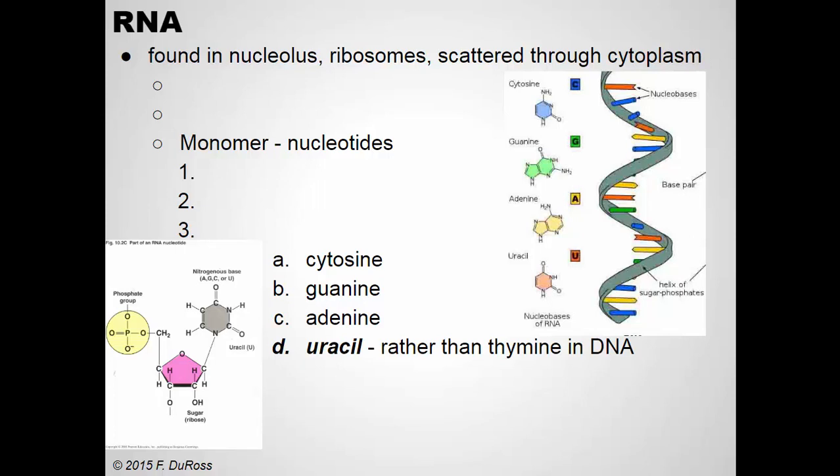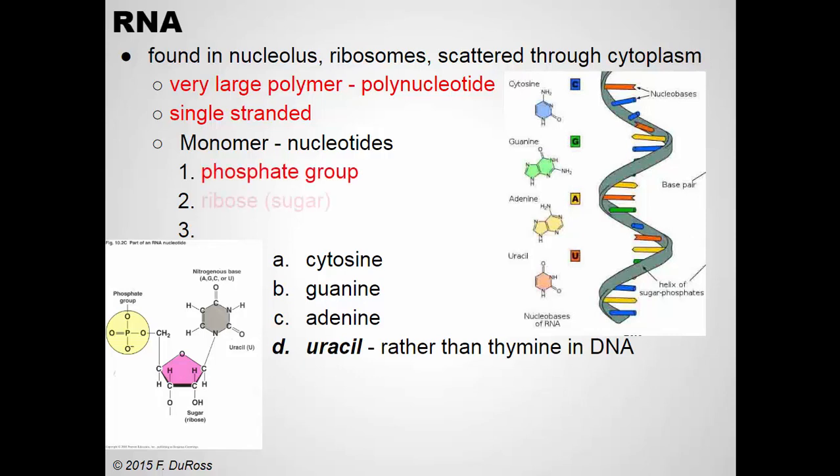There's another nucleic acid, however, besides DNA, that's important in living organisms, RNA. RNA is found in the nucleolus. It's found in the ribosomes and also through the cytoplasm. And RNA is, again, a nucleic acid. It's a large polymer. However, it's only single-stranded, not a double helix. It's a single helix. It's also made of nucleotides, which have a sugar, a phosphate, and a base. So that's the same.